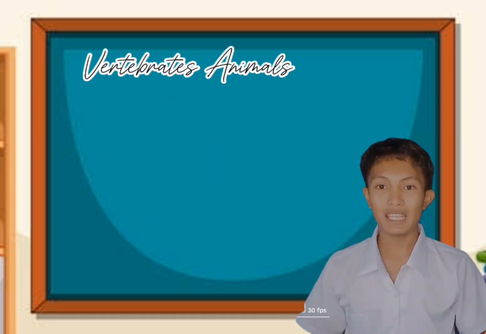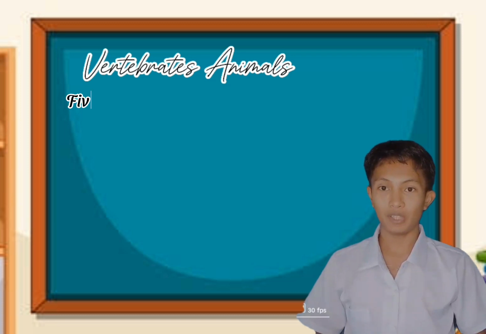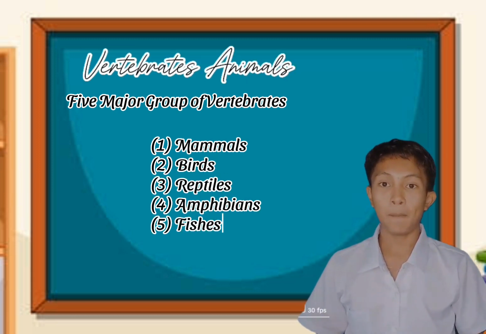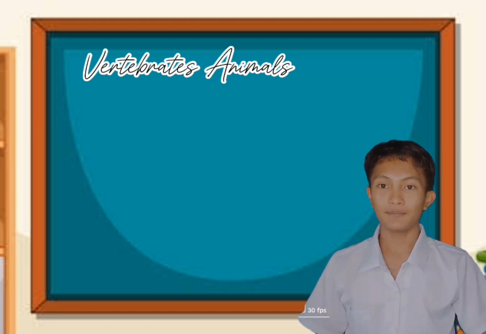Vertebrates have a body and skeleton with a backbone. There are five major groups of vertebrates. First, mammals. Second, birds. Third, reptiles. Fourth, amphibians. And fifth, fishes.